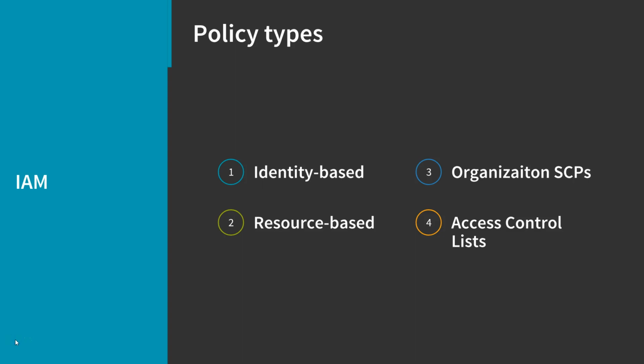Moving on for now though, there are also resource-based policies. So resource-based policies are JSON policy documents that you attach to a resource like an Amazon S3 bucket. These policies allow you to specify what actions a specified principal can perform on that resource and under what conditions. Resource-based policies are inline policies, and there are no managed resource-based policies.